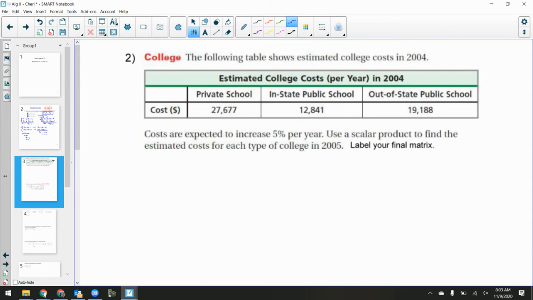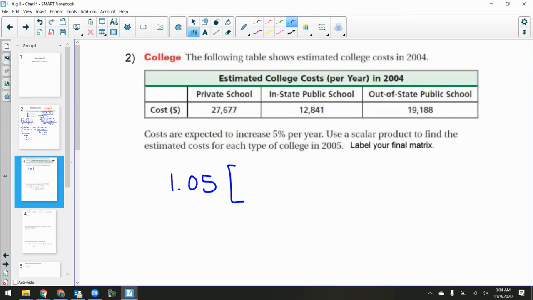Number 2 here. The following table shows estimated college costs in 2004 for private school, in-state, and out-of-state. Costs are expected to increase 5%. Now, how do we increase 5%? What are we going to multiply by to make it a 5% increase? Am I going to multiply by 0.05? No. What am I going to multiply? Alex, tell me. 1.05. Yes. We're going to take 1.05 times my matrix.